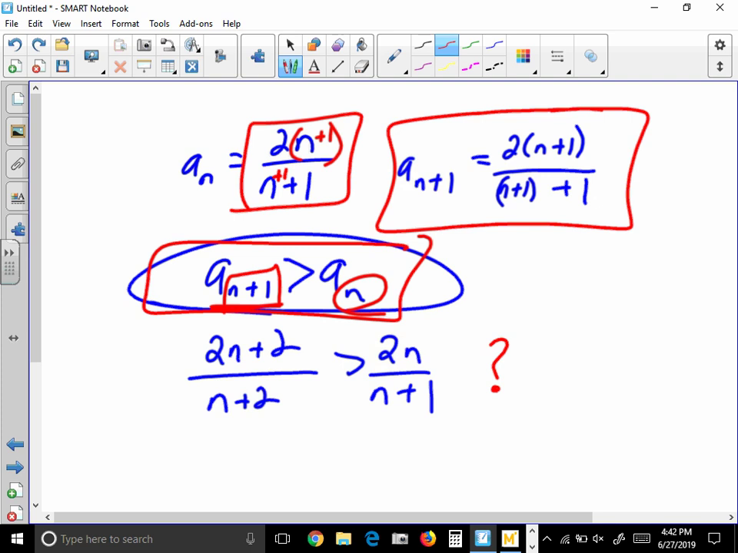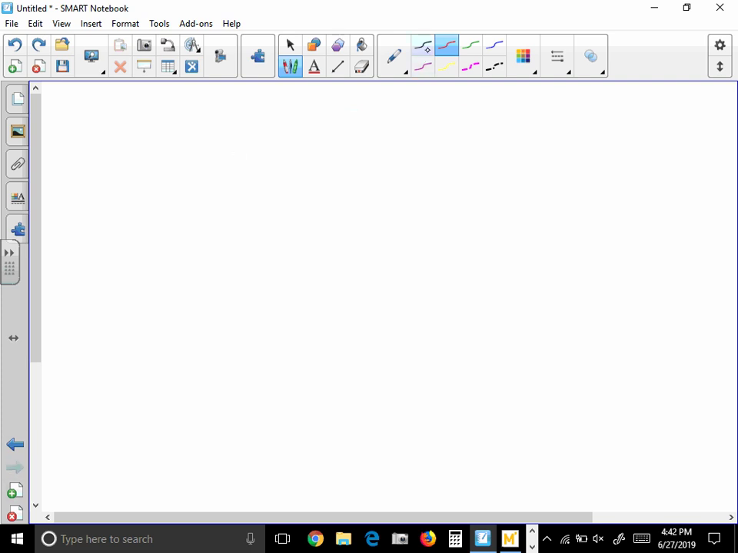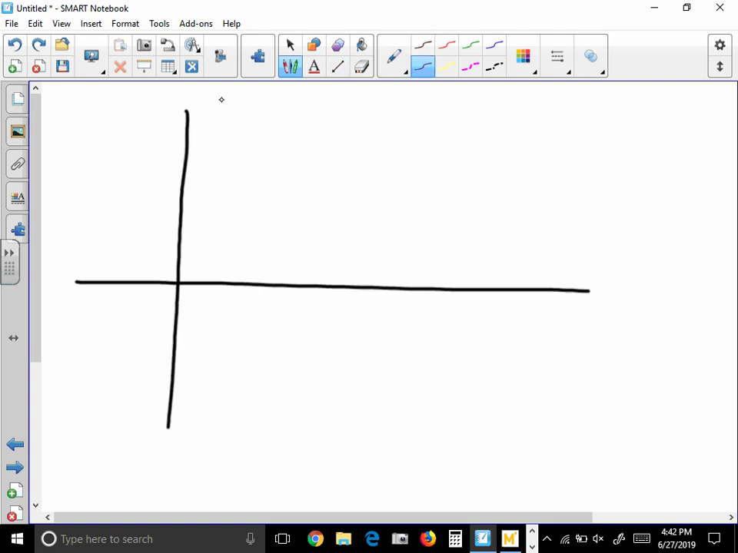So why do we care if something is monotonically increasing or decreasing? Well, I'm glad you asked. So let's suppose we have a sequence that starts up here, and it's always going down. If it's always going down, do you think that's going to converge or diverge? It seems like it would diverge if it's always going down.